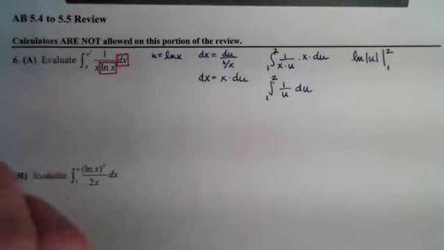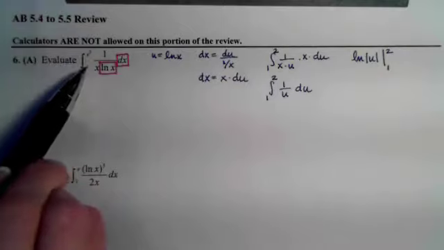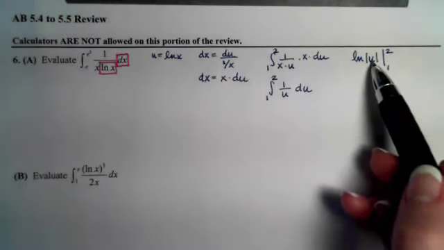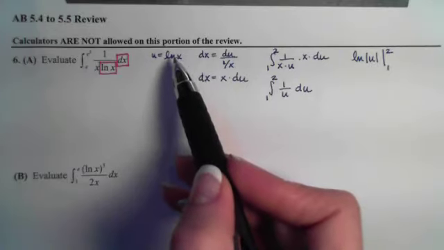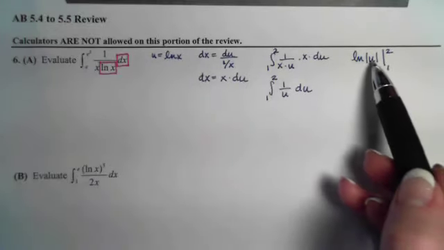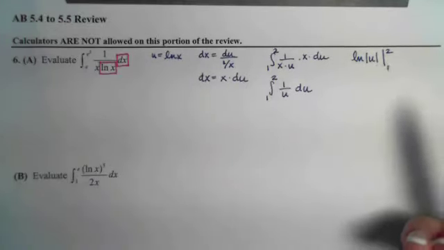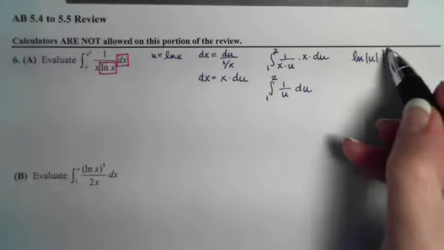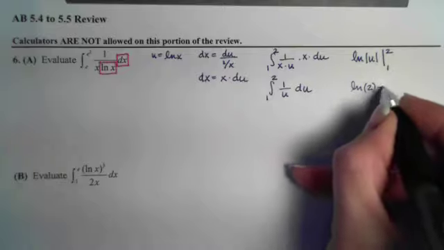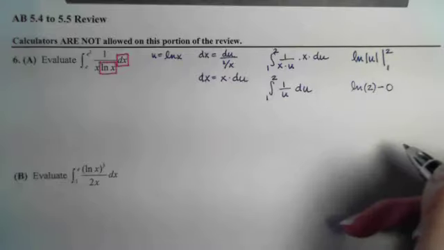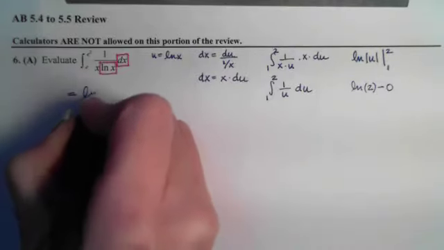If we wanted to use our old x limits that we had over here, we would have to change this u back into the ln of x. So your choice, but I personally think it's more efficient to just change the u's and then stick with the u's and you're done. So in this case, we would plug the 2 in because it's a u limit, and then we'd plug the 1 in, and we end up with an ln of 2.